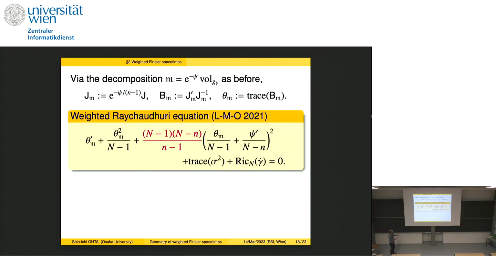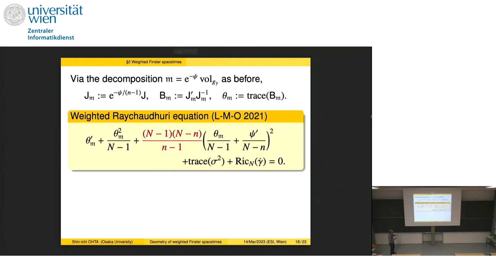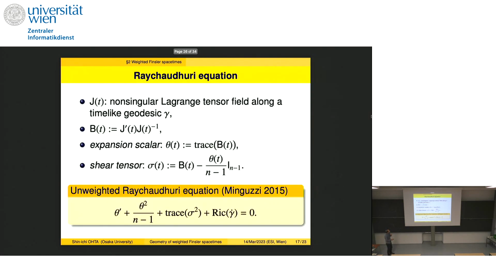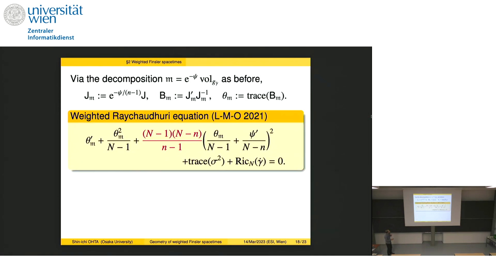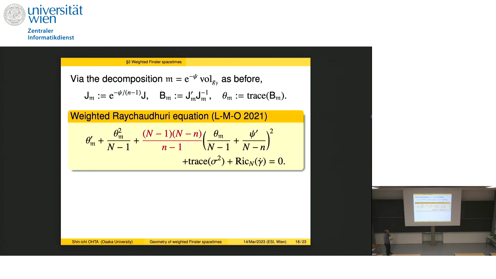Then we just modify this equation by using these weighted quantities, and we arrive at this one. Yeah, this is very similar, but here we have a capital N instead of a small n. And here we have the weighted Ricci curvature instead of the usual Ricci curvature. And then we have this additional term.